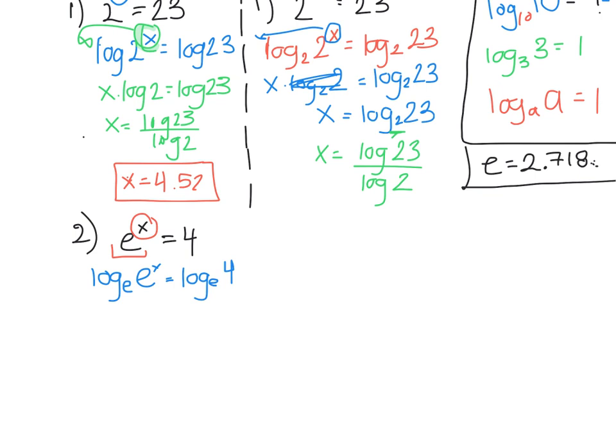The reason, again, for doing that is this x can come down in front. And think about what log base e of e equals. That's e to what power equals e. That's just going to be 1, because we saw that over here. Log base a of a is always 1. So this is actually going to simplify to just x times 1 equals log base e of 4. Okay, so let's stop right there.